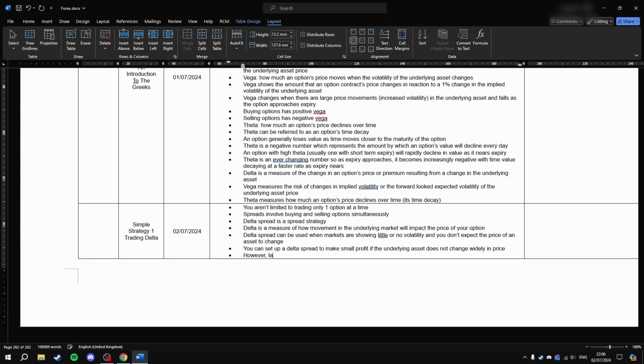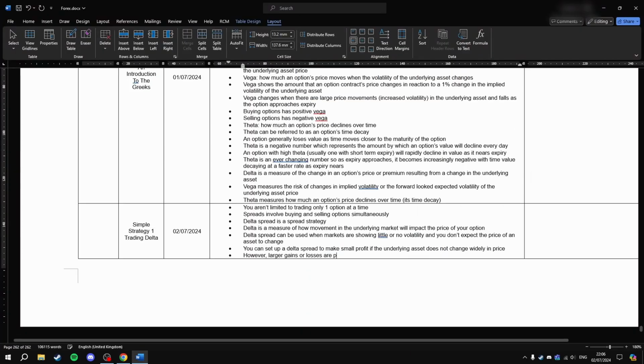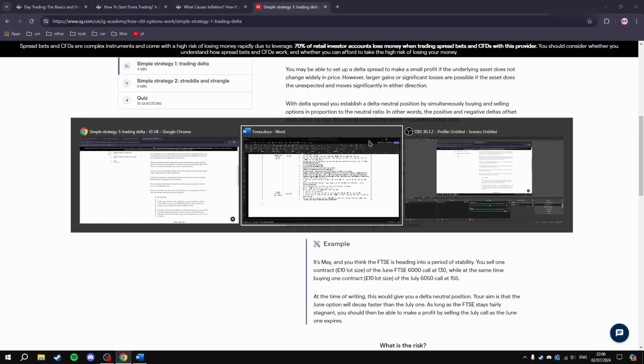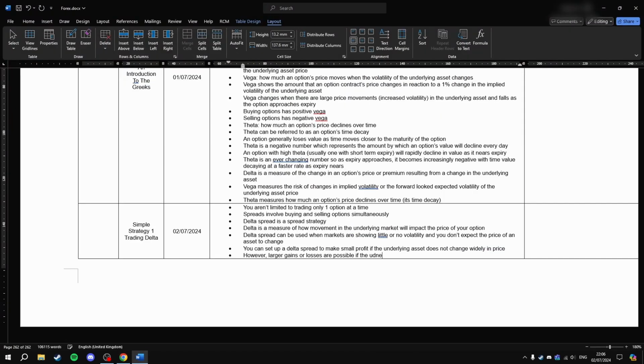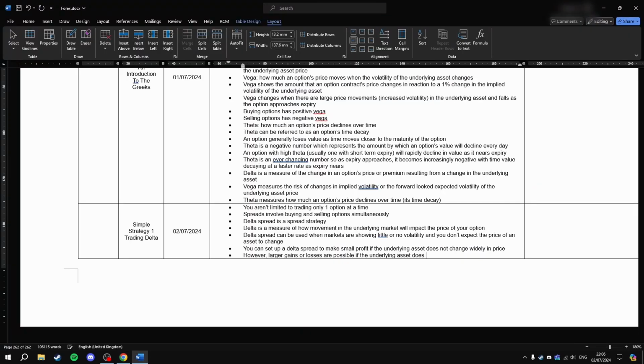However, larger gains or losses are possible if the underlying asset does the unexpected and moves significantly in either direction.